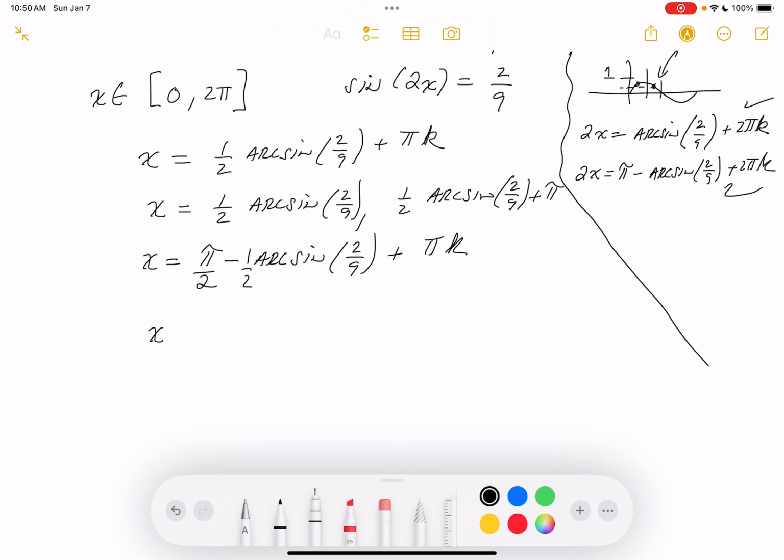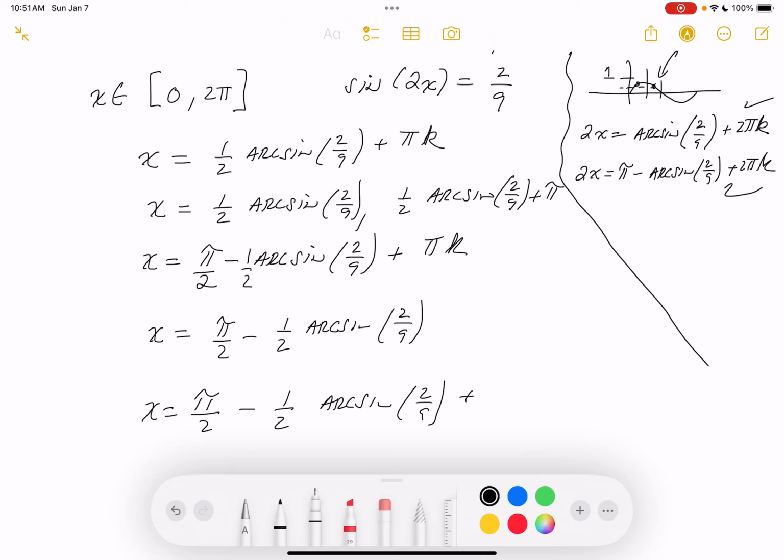And what do you get there? x equals pi over 2 minus 1/2 arc sine of 2/9. And I'm getting the k to be 0, so that's 1. Let's put the other one down, pi over 2 minus 1/2 arc sine 2/9, and then what are you going to get? Plus a pi. All right.